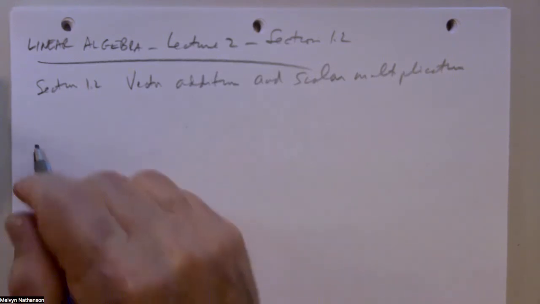This is linear algebra, section 2 of chapter 1, section 1.2, on vector addition and scalar multiplication. And here we are going to learn how to do algebra with vectors.